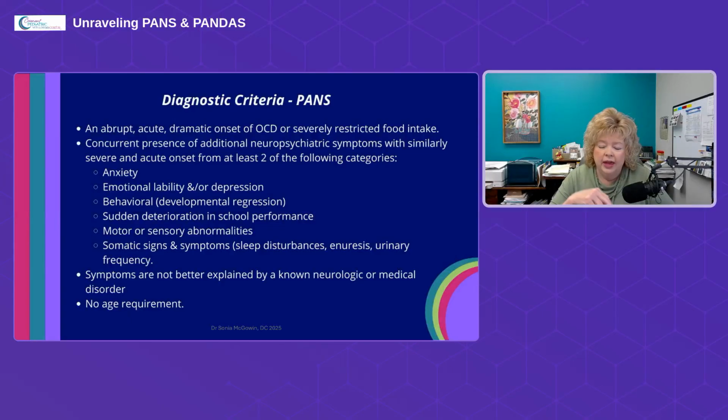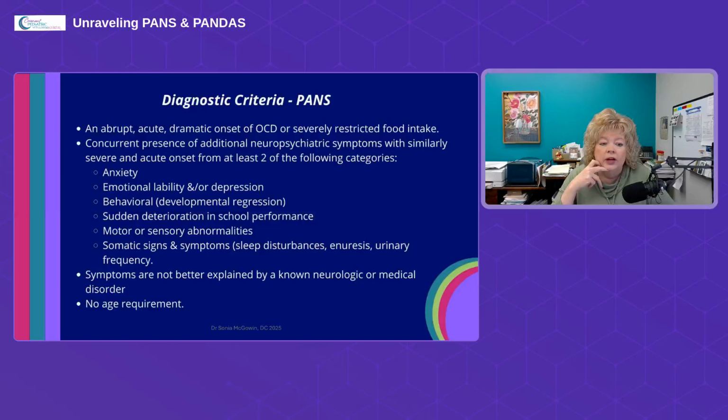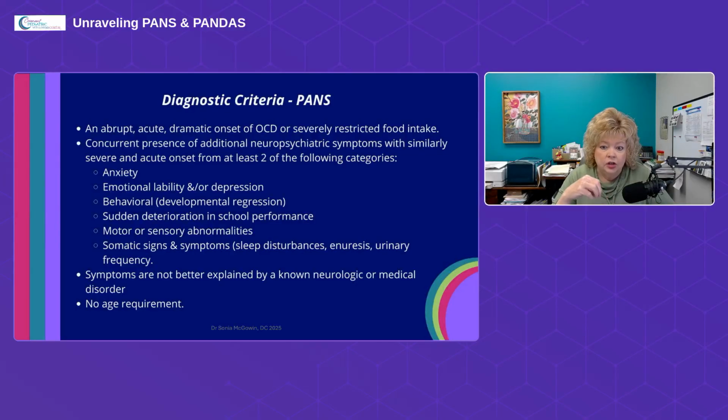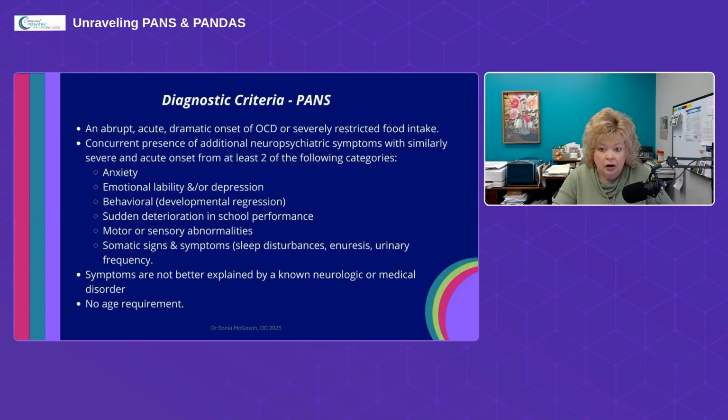Sometimes kids will say they have changes to their vision, like they'll see things in their field of vision that aren't really there. I've had several kids tell me it's like snow that they're seeing, when they know that is not the case. We also see somatic signs and symptoms. Somatic means your body. So it could be things like sleep disturbances. We'll see bedwetting, and really any change in urine habits is pathognomonic for PANS and PANDAS. So if they suddenly are wetting the bed, they're suddenly having a lot of urinary frequency or urgency, they need to be worked up for PANS, PANDAS.